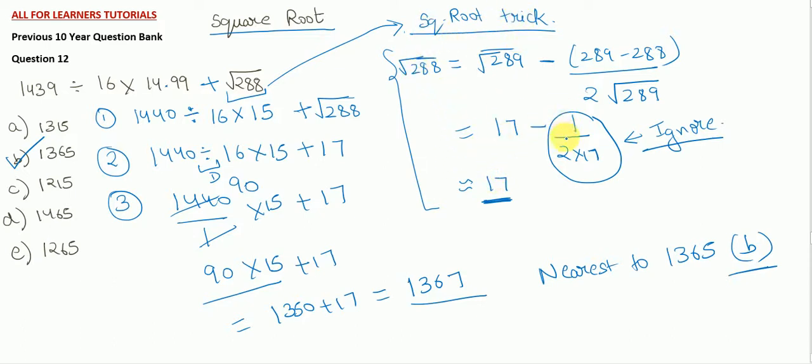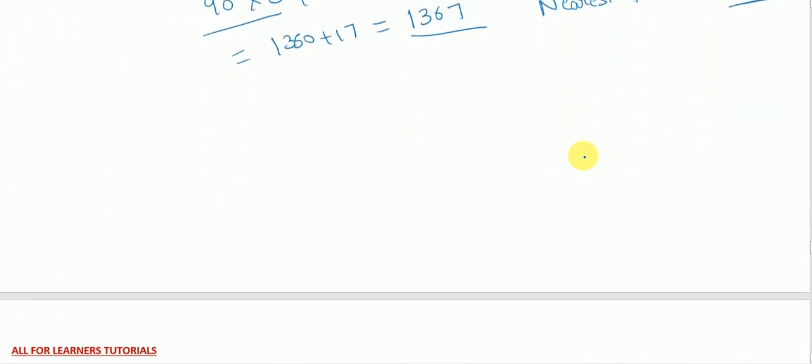And one more thing, you have to decide whether you have to solve this or not. Please don't waste your time. If the options are not too close, please don't waste your time calculating this. Just simply ignore it. But if the options are close, you have to calculate this also. Now let's move to the next question.